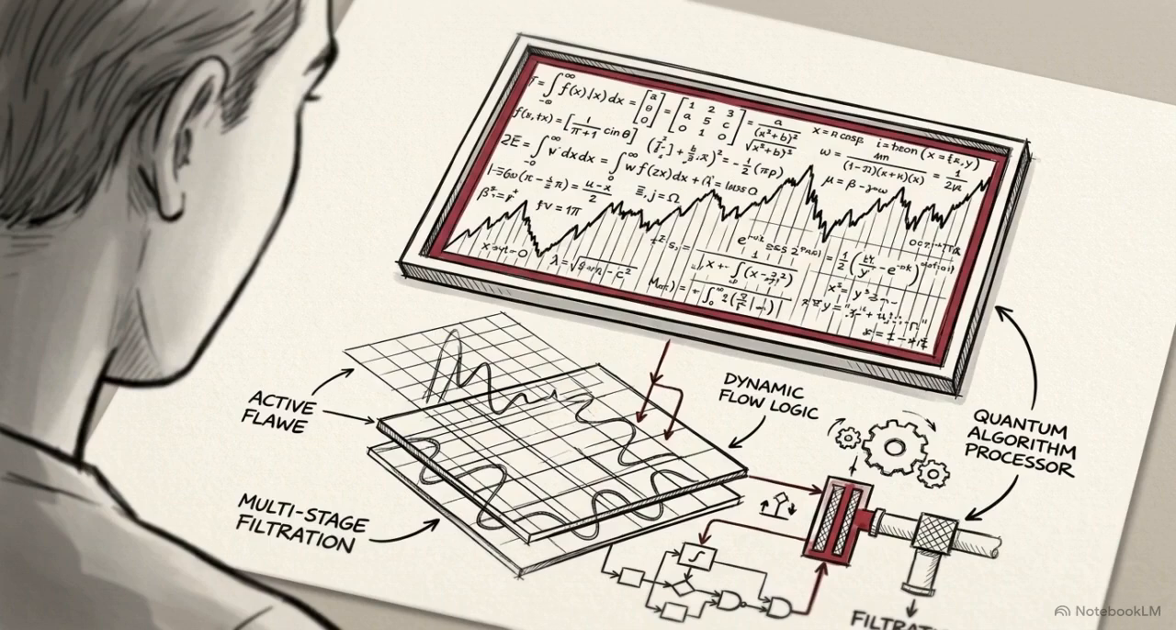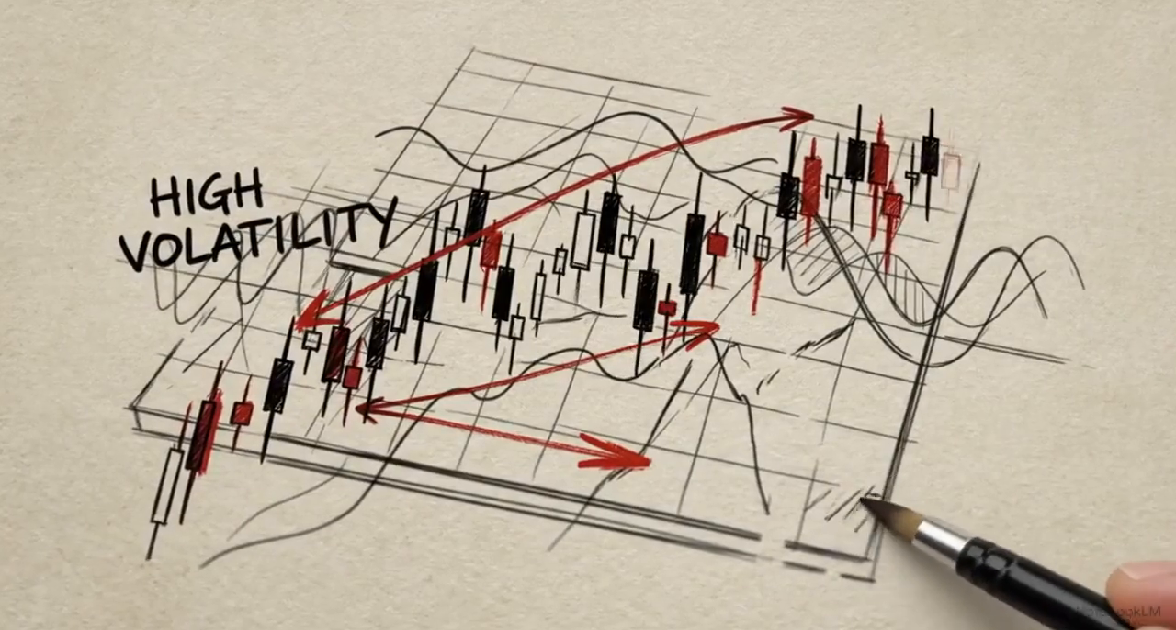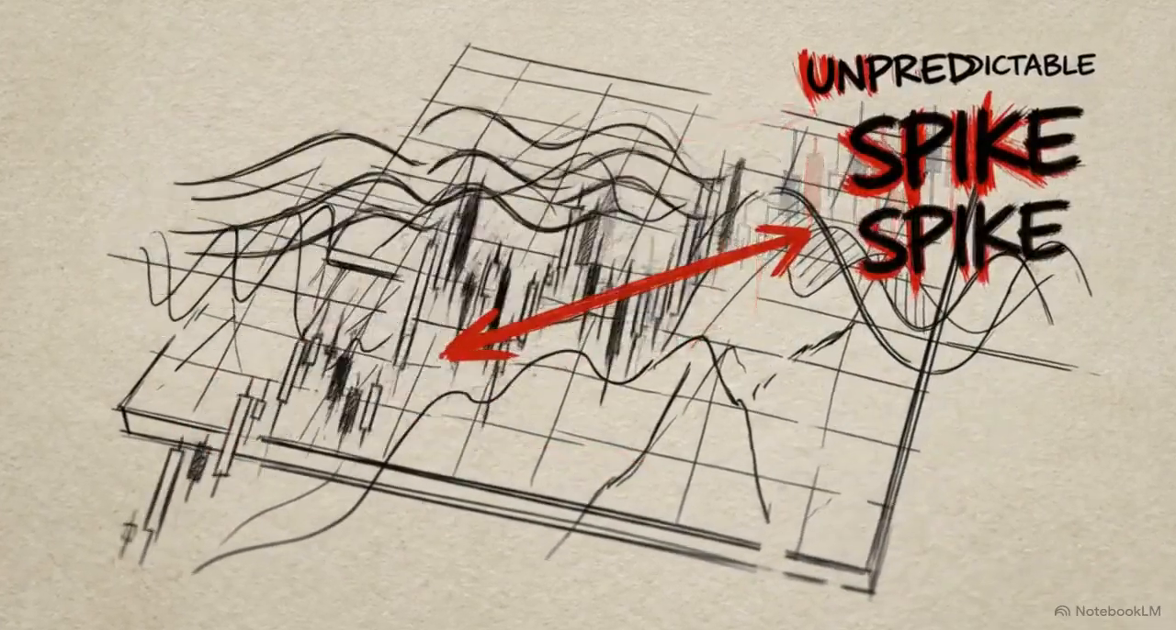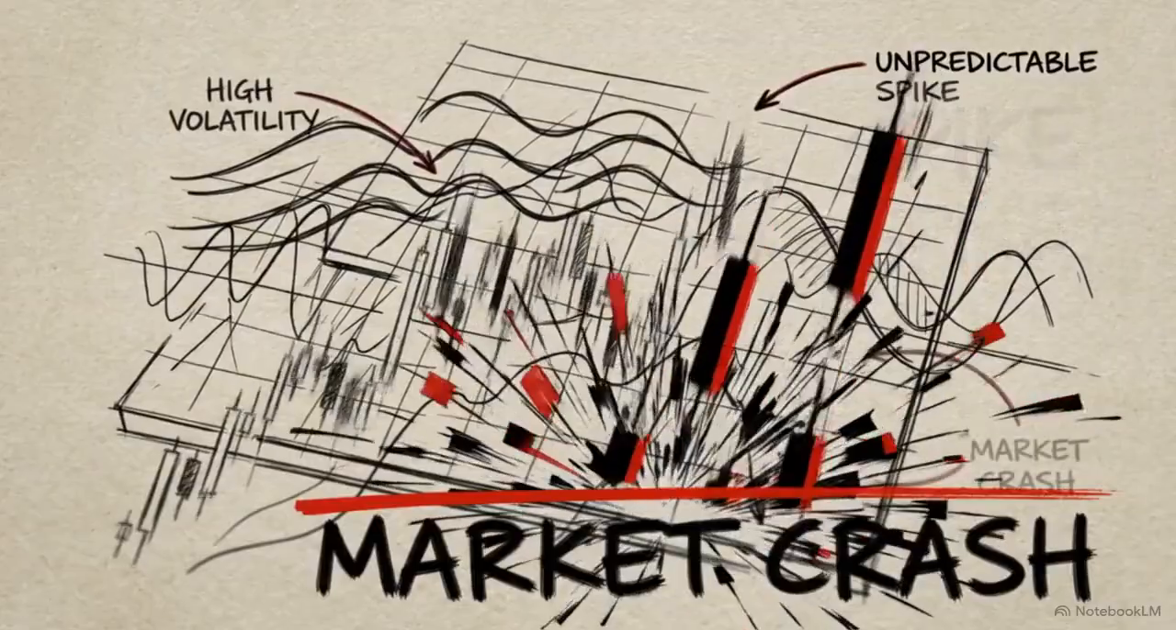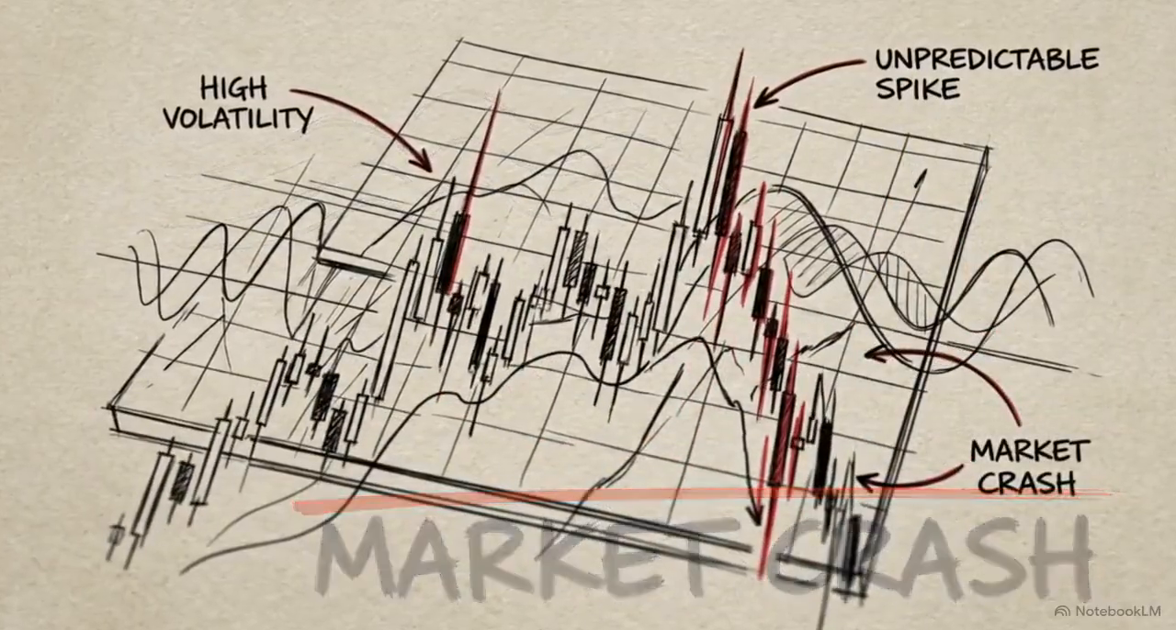Retail traders frequently hunt for a flawless mathematical formula, an indicator capable of perfectly calling the exact moment a market peaks or bottoms out. Financial markets operate as highly turbulent, chaotic systems. To survive that noise, the human brain desperately seeks a mechanical rulebook.